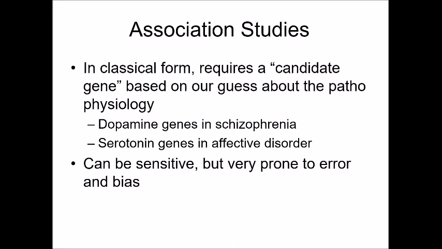Now, classically in association studies, we develop a candidate gene. So naturally, early in the game, we were looking at dopamine genes in schizophrenia and serotonin genes in affective disorder. Now, an association study can be very sensitive, but it's very prone to error and bias. If you're just doing a candidate gene study, picking a gene of interest and testing it, you are very likely to get a false positive.